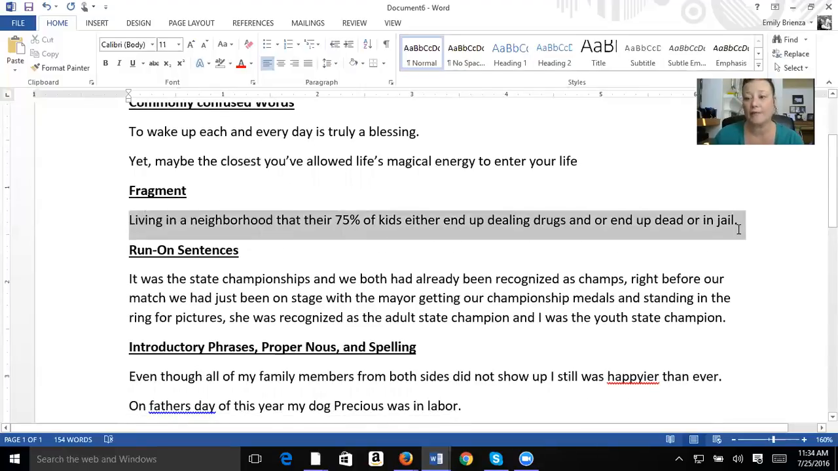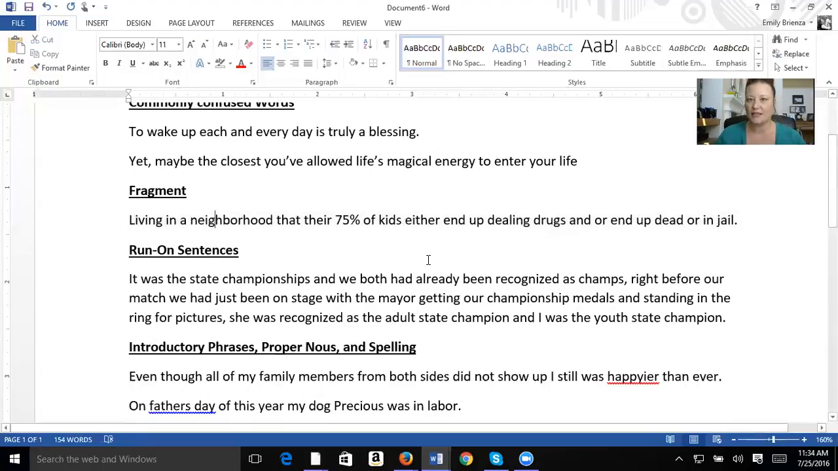Now, what is a fragment? A fragment is an incomplete sentence. So a sentence has to have a subject, so a noun, and a verb. This particular sentence, if you read it, doesn't have that. It actually is missing a subject, a person. "Living in a neighborhood that there's 75% of kids either end up dealing drugs or end up dead or in jail." Okay. It's a mouthful because there's missing punctuation, but it's also not complete. We don't know what you mean.